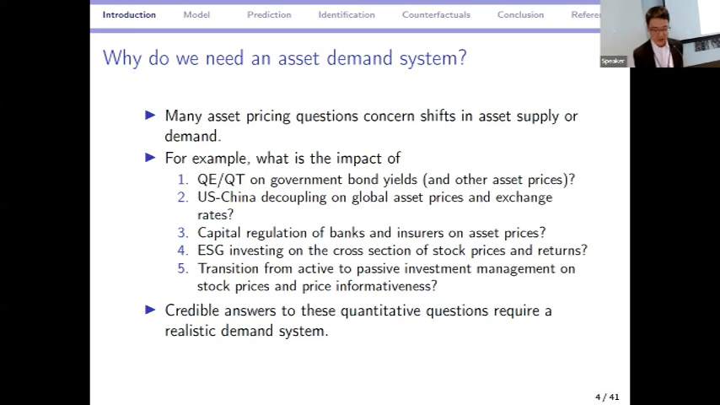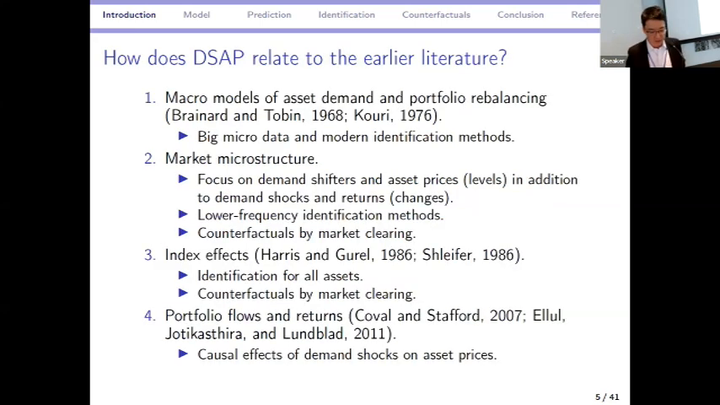There's a lot of work on ESG investing, and we saw good examples of papers like that yesterday, where shifts in demand for green assets relative to brown assets could cause prices and returns to move in the cross section. And then, of course, the transition from active to passive investing can also have dramatic effects on prices and informativeness of prices in equilibrium. So all of these types of questions require you to think about shifts in supply and demand, and looking at portfolio data is a natural way to answer these questions in a quantitative way.